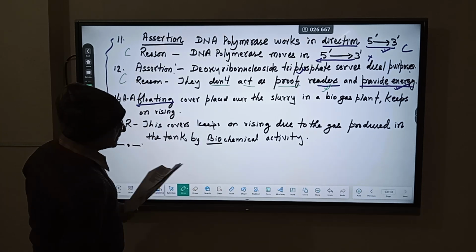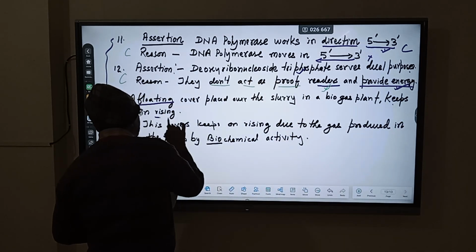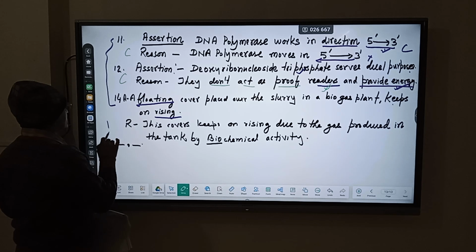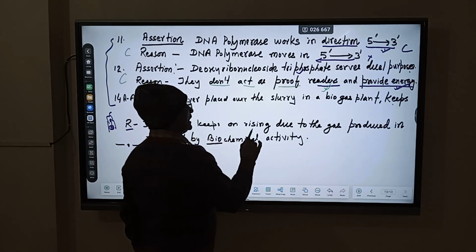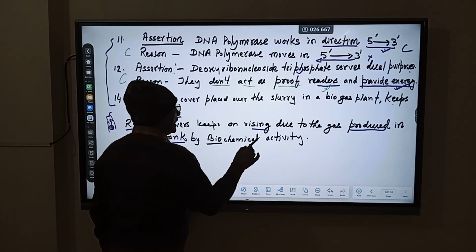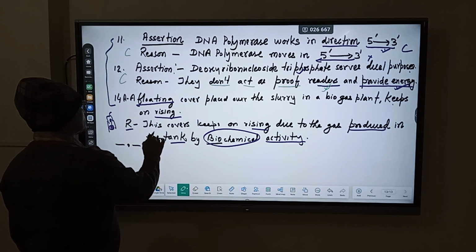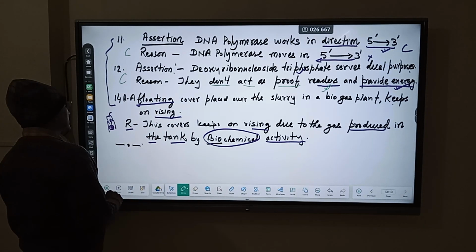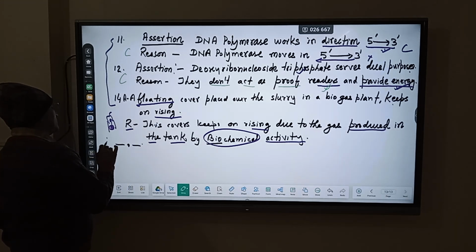The floating cover placed over the slurry in a biogas plant keeps on rising. You know biogas plants, the cover keeps on rising. Why does the cover keep rising? The reason is that this cover keeps on rising due to the gas produced in the tank by biochemical activity. So both are true, and the reason is the right explanation of the assertion. Hence, your answer will be A.